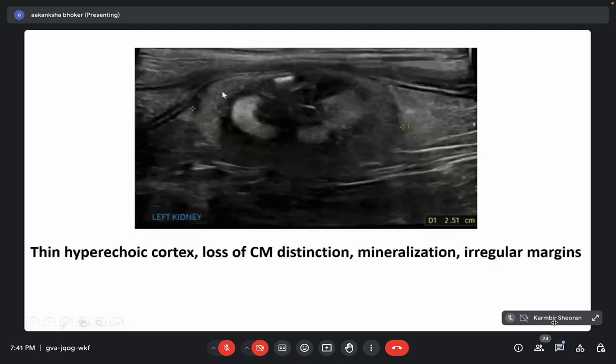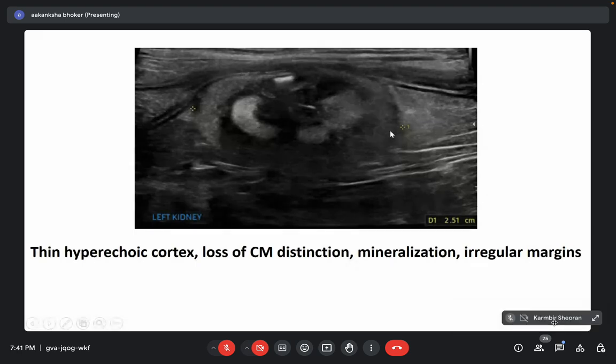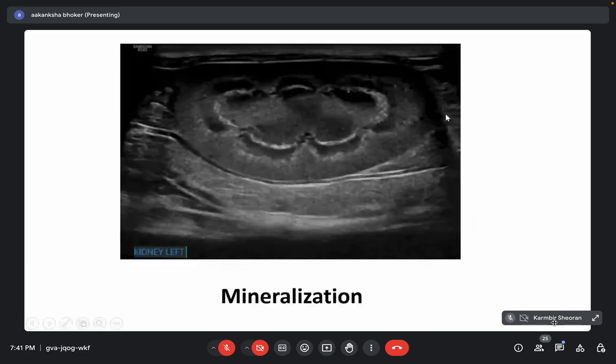Here also in this CKD, see this, the cortical thickness is reduced, it is hyperechoic. There is some echogenic deposition within the medulla area. This is the area of mineralization. Here also some mineralization can be seen. The cortex thickness is decreased and the corticomedullary differentiation is reduced. Again, mineralization, the signs which are similar to the medullary rim sign.